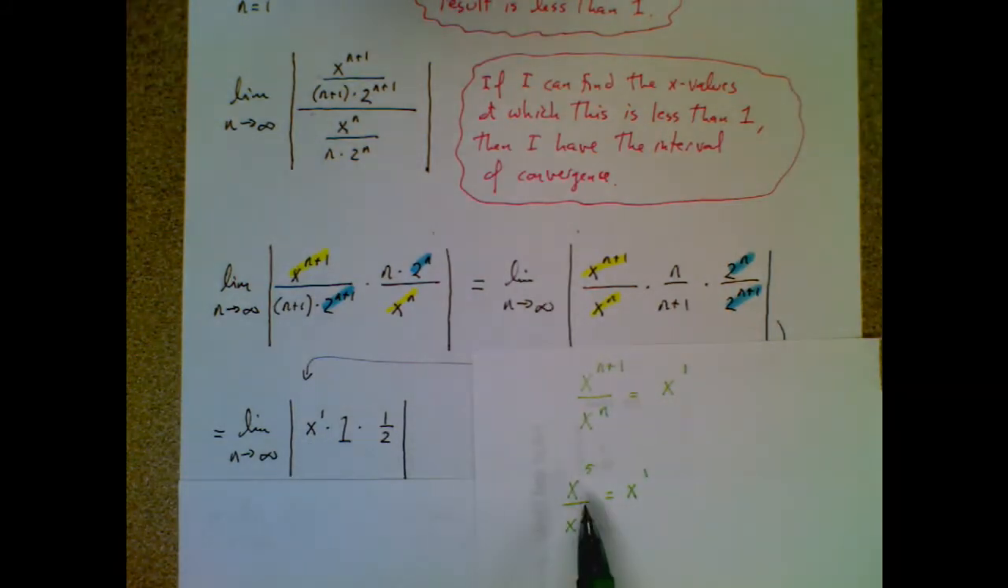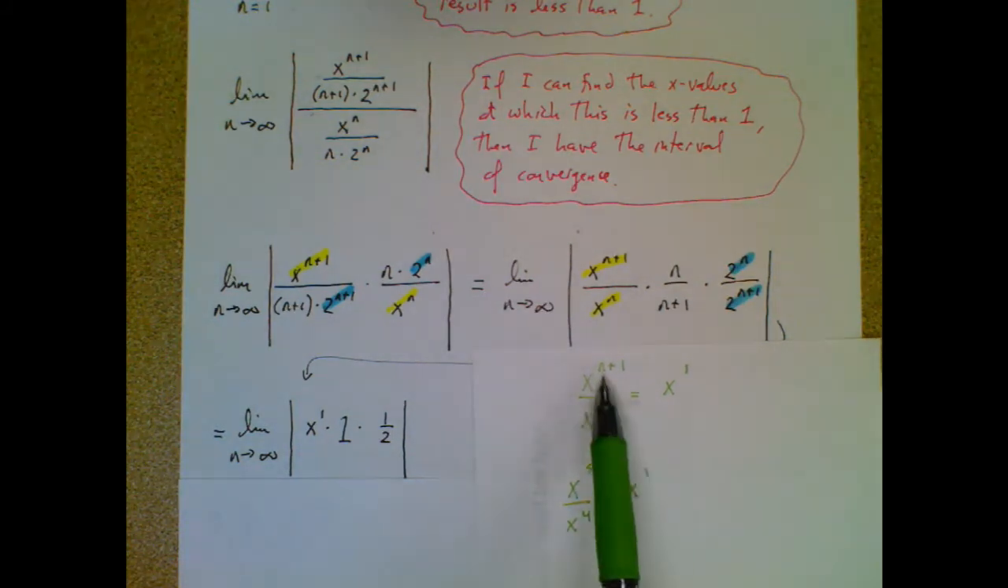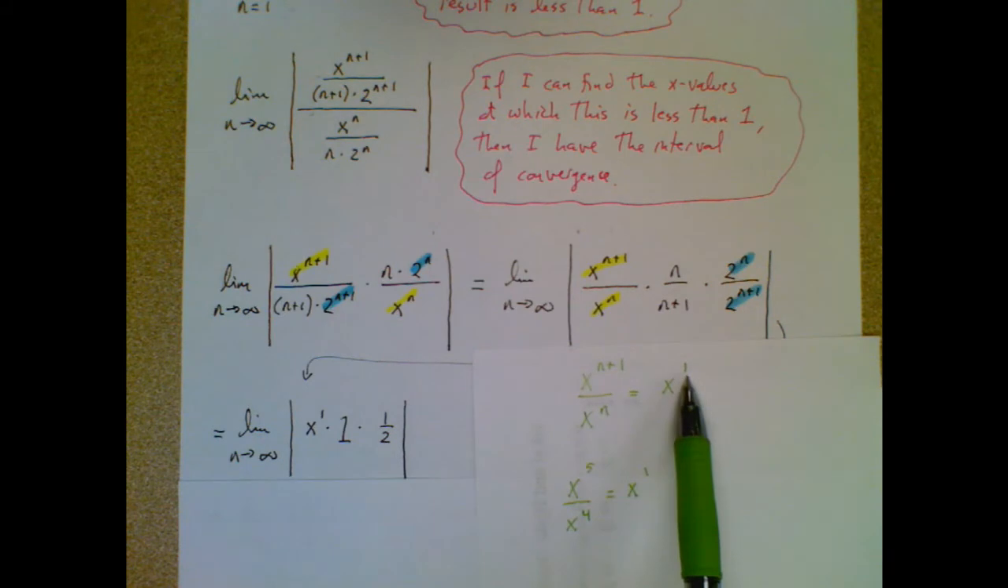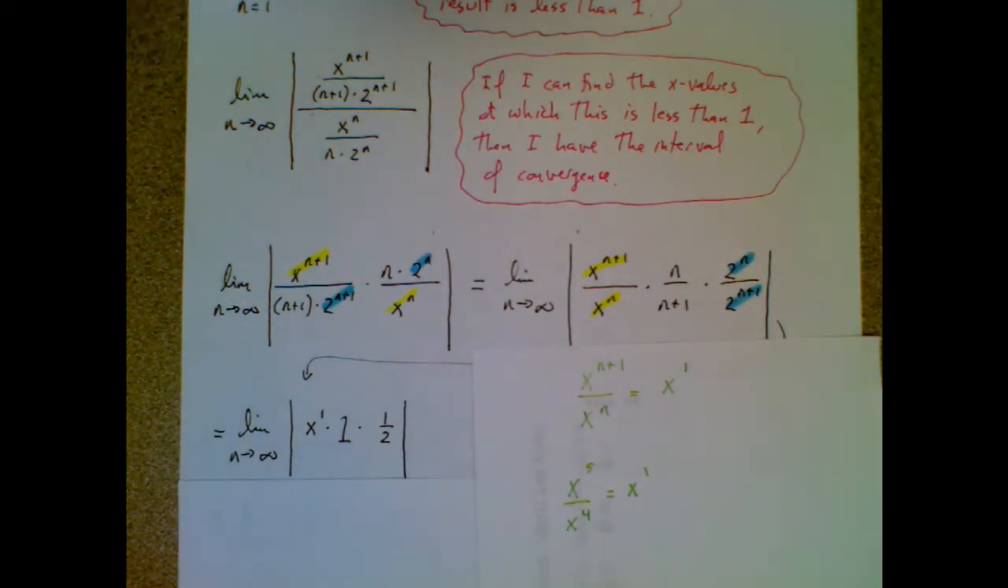That's really the same property that says when you're dividing in the exponent world, you subtract. So 5 minus 4 is 1. n plus 1 minus n is 1. That's how I get that one.